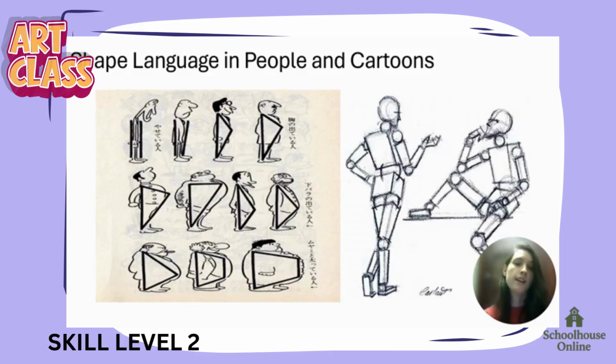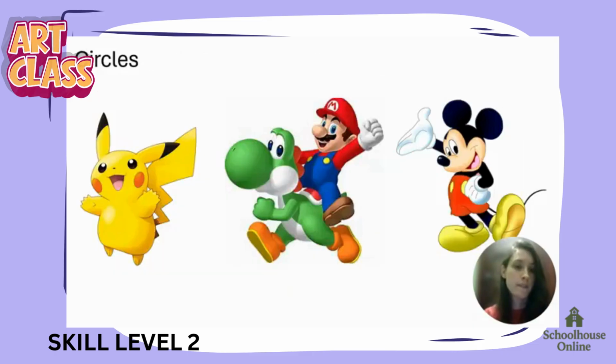This sort of idea is called shape language. Shape language is the idea that different shapes can convey different ideas or emotions based on our association with those shapes. And I've provided a few examples from some movies I've seen growing up, and you might have seen them too. The three basic shapes that are used in shape language are circles, squares, and triangles.